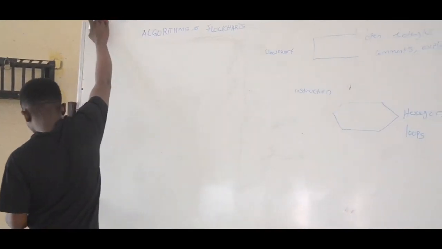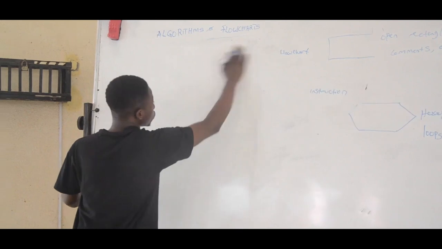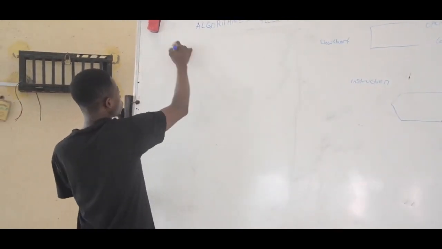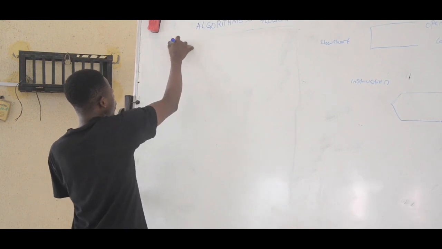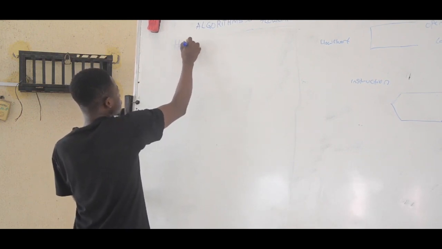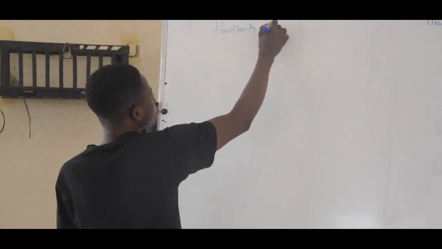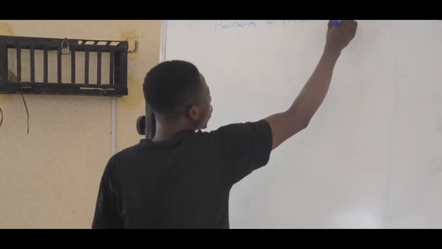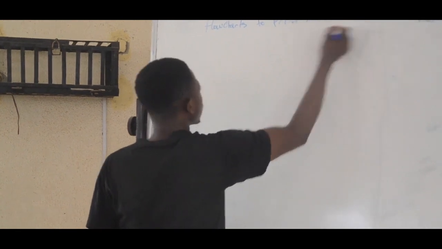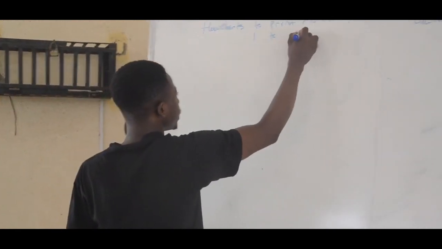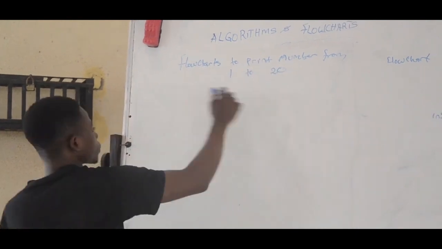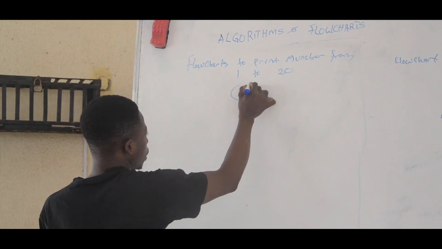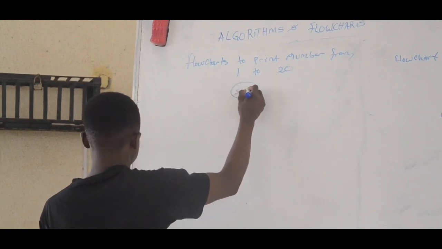So we are going to draw a flowchart for printing numbers from 1 to 20. Flowchart to print numbers from 1 to 20. So now, you know what to do. The first thing is you start with your oval shape. And that's your start, right?